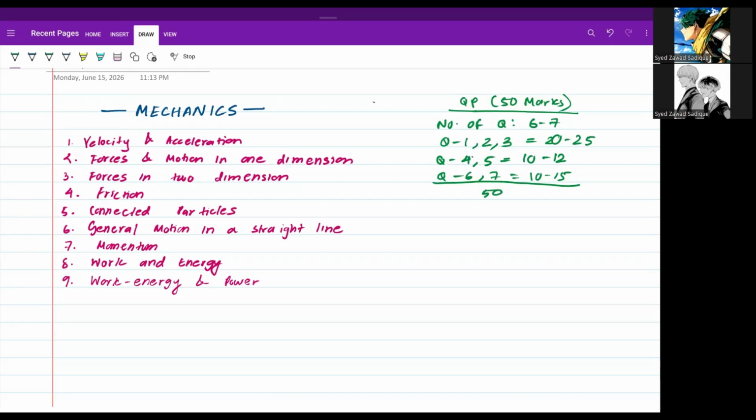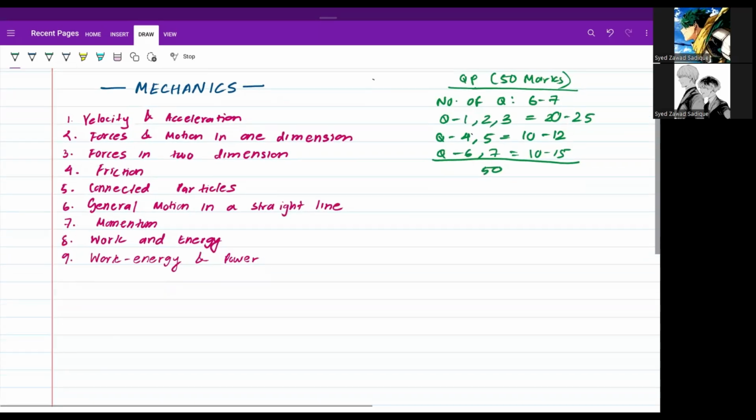Question 6 and 7 is usually a general motion in a straight line question or a work energy principle, but again, they shuffle it every year, so it doesn't matter. But I gave you the basic idea. So let's move on.